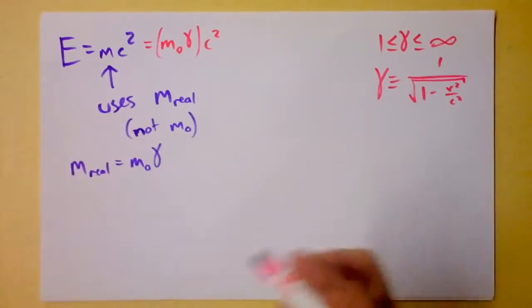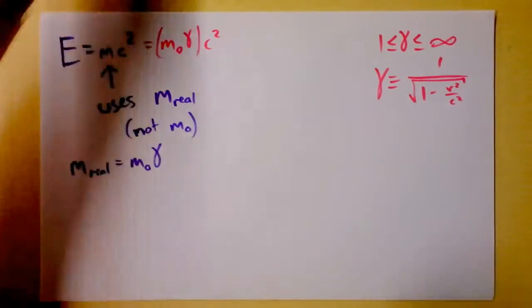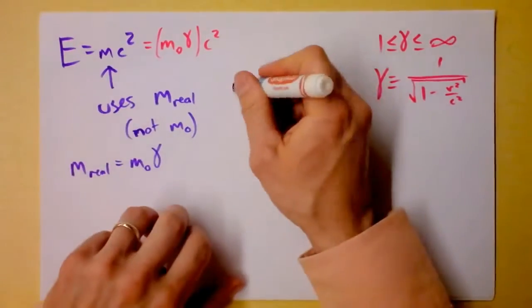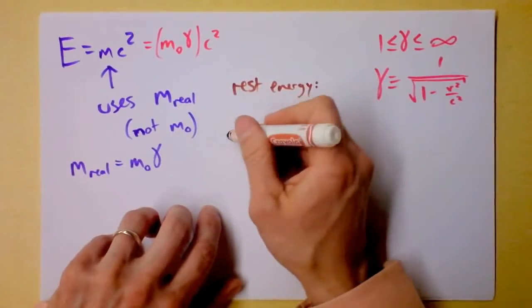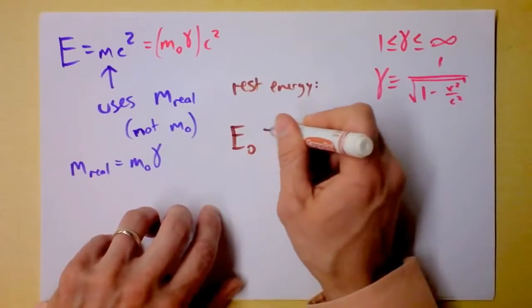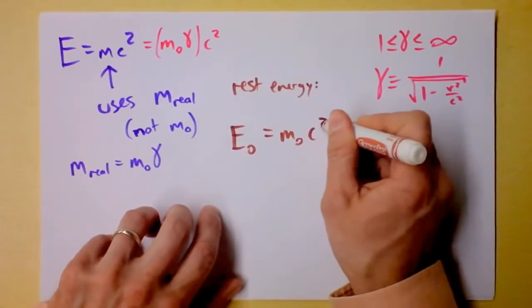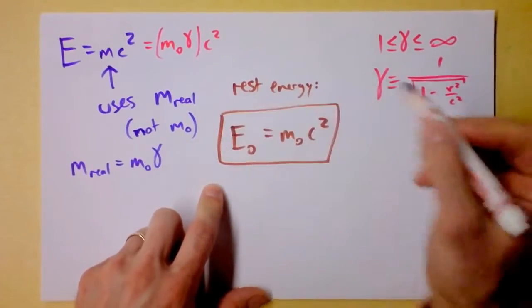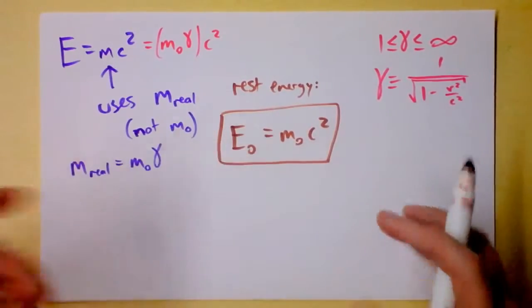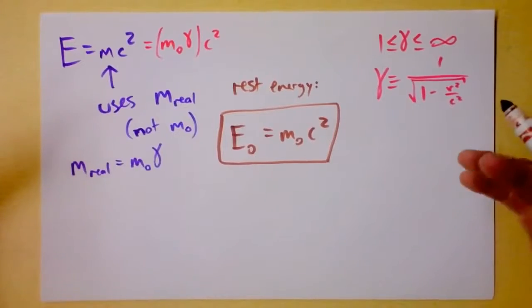I want to point out something also called rest energy. This is full energy, but rest energy is over here. Rest energy would be E naught, which is m naught times c squared. This is really the deal breaker. This equation says that when things are just sitting still, they have a fundamental energy to them.